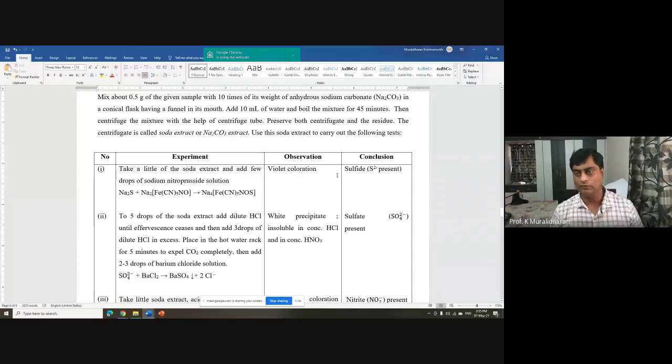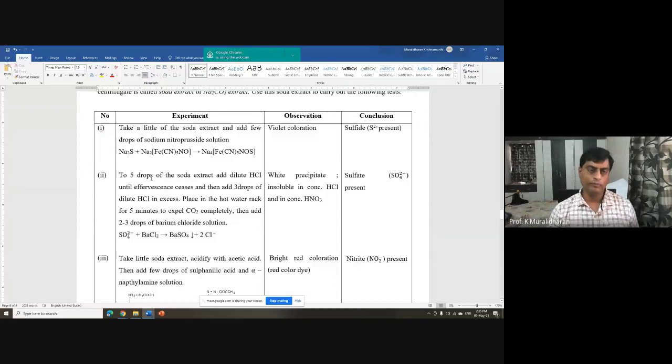Okay, next test you are going to do: add 5 drops here, and dilute HCl will be added, and effervescence will be coming, that has to stop, right? Then you have to add 3 drops of dilute HCl here, and place it in the hot water rack for 5 minutes to expel CO2 completely, and then add barium chloride solution.